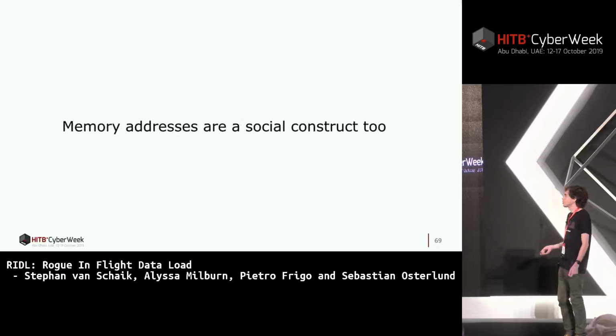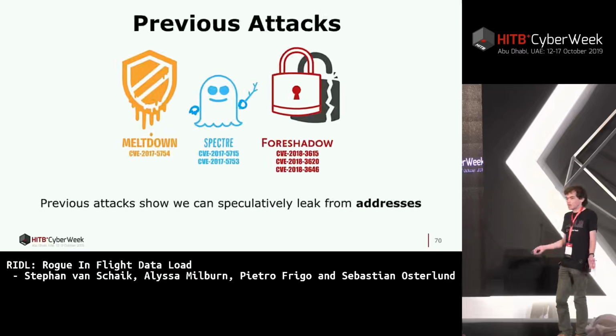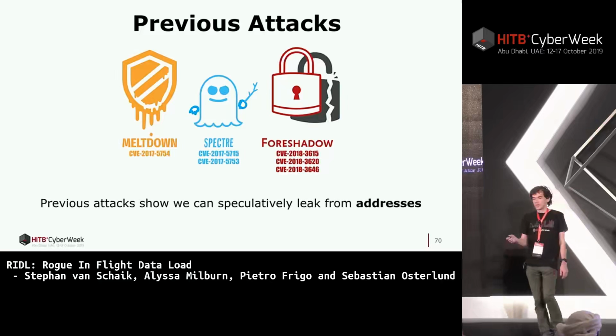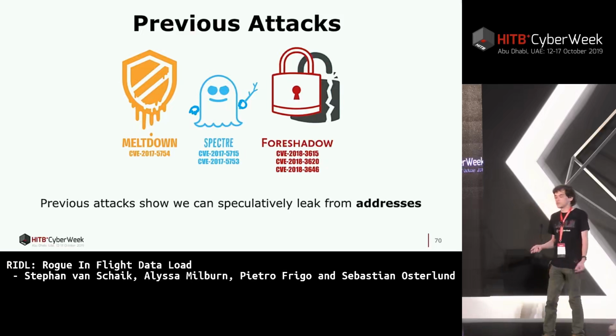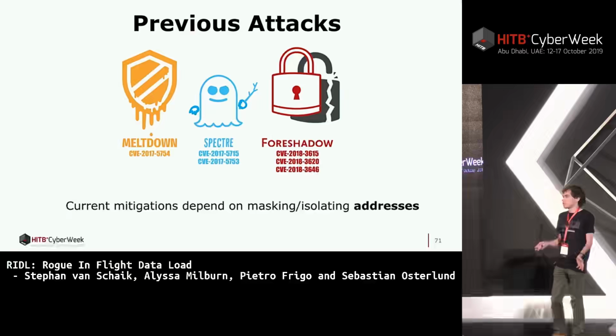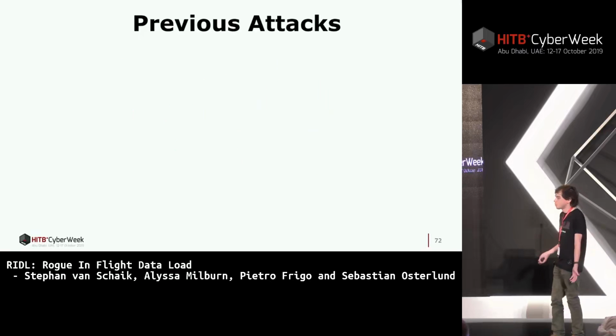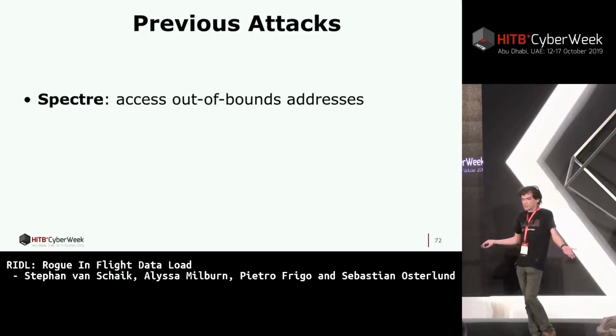Another social construct is basically memory addresses. So to come back to the previous attacks, we have Meltdown, Spectre, and Foreshadow, and what we noticed with the previous attacks is that they mostly rely on leaking from addresses speculatively. And what this means for mitigations is quite simple. Well, you can solve this by just masking or isolating these addresses. If you just hide the addresses, there's nothing to leak, right? Well, that's what they exactly thought.